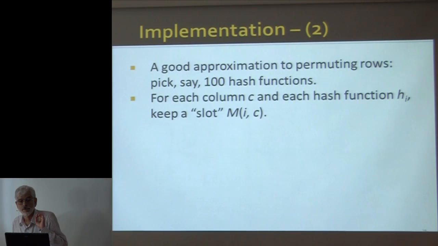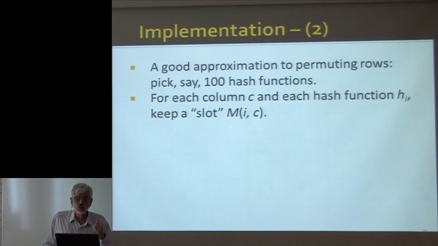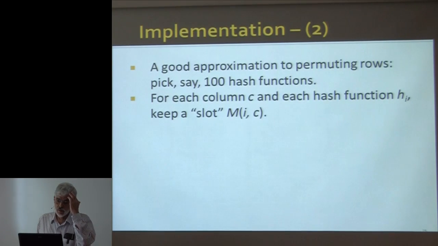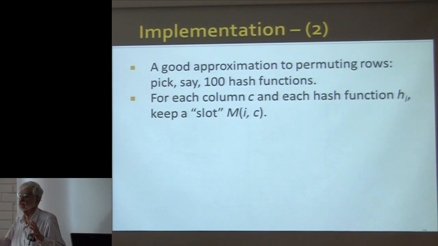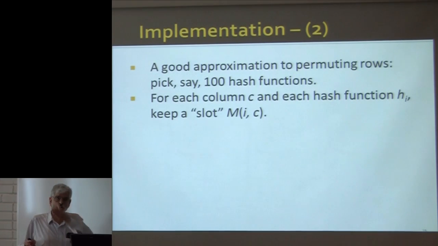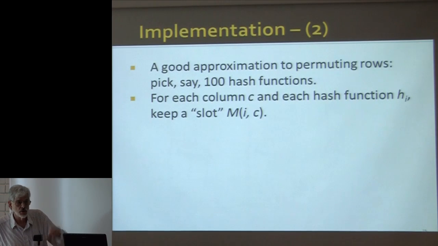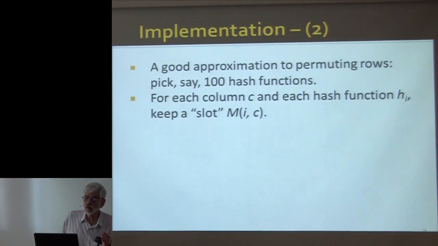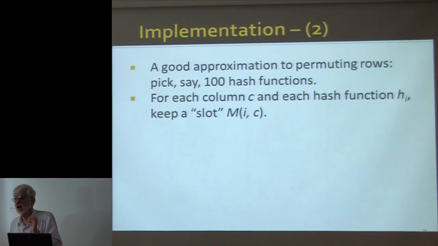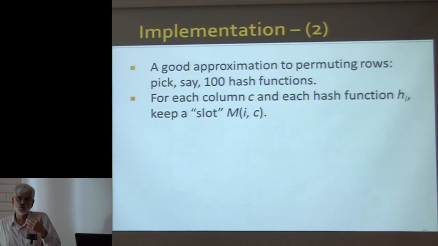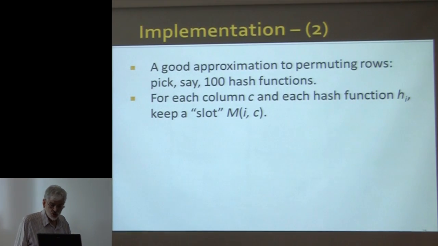Now, in order to implement this approximation, I'm going to have to keep a matrix which will eventually become the signature matrix. That is, the columns correspond to the sets and the rows are the components of the signatures. For each hash function, there will be a row. So for the ith row, I'll have a slot which I'll call M of I and C, where C is the column, and I is the hash function, or the row of the min-hash signature that I'm creating.